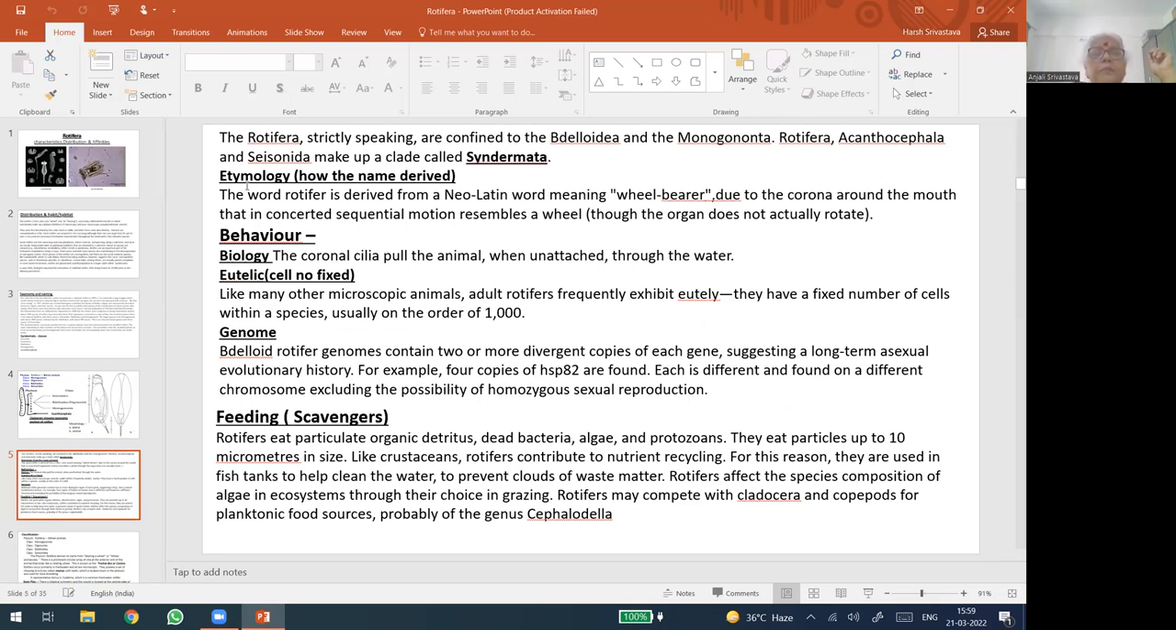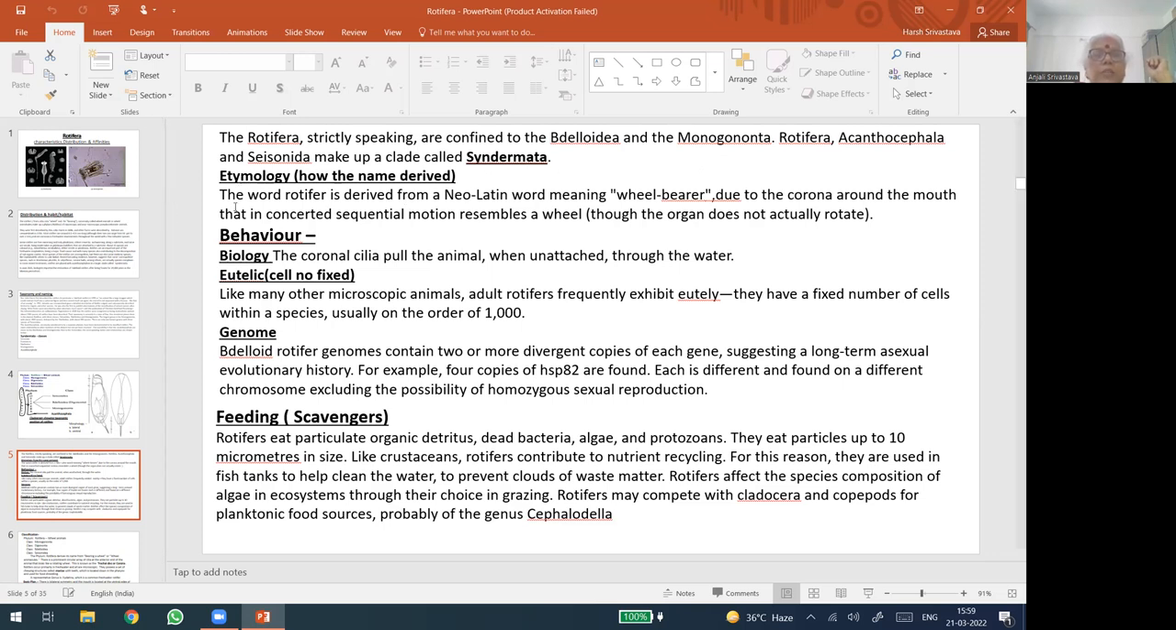Now, some particular behaviors of Rotifera are to be noticed. The Rotifera, strictly speaking, are confined to Deloidea and Monogononta. Rotifera, Acanthocephala, and Cicionida make up a clade called Syndermata.